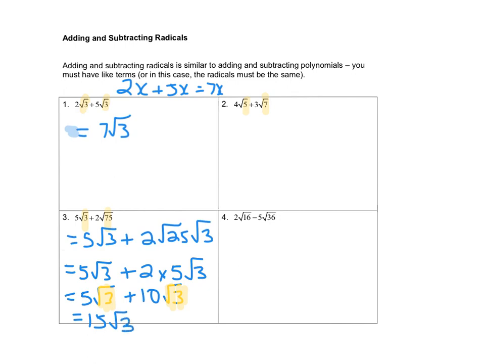And in the last example, again, my radicals are not the same. I have root 16 and root 36, but I notice that I can evaluate both of those. So that's just 2 times 4, because the square root of 16 is 4, minus 5 times 6, as the square root of 36 is 6. So 2 times 4 is 8, 5 times 6 is 30, 8 take away 30 is negative 24.